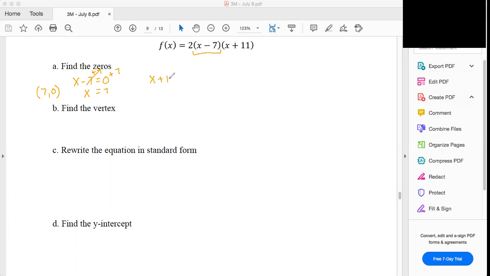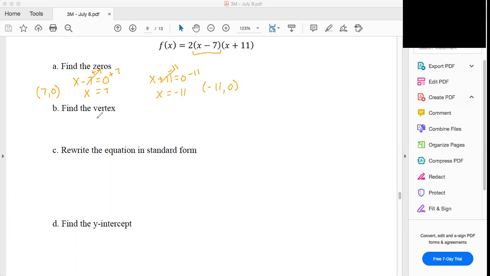So we've got x plus 11 equals 0. You're going to do the opposite operation. It's being added here, so we're going to subtract it. That cancels that out, and we are left with negative 11. So negative 11, 0. Those are two zeros. That's where our graph is going to cross the x-axis.